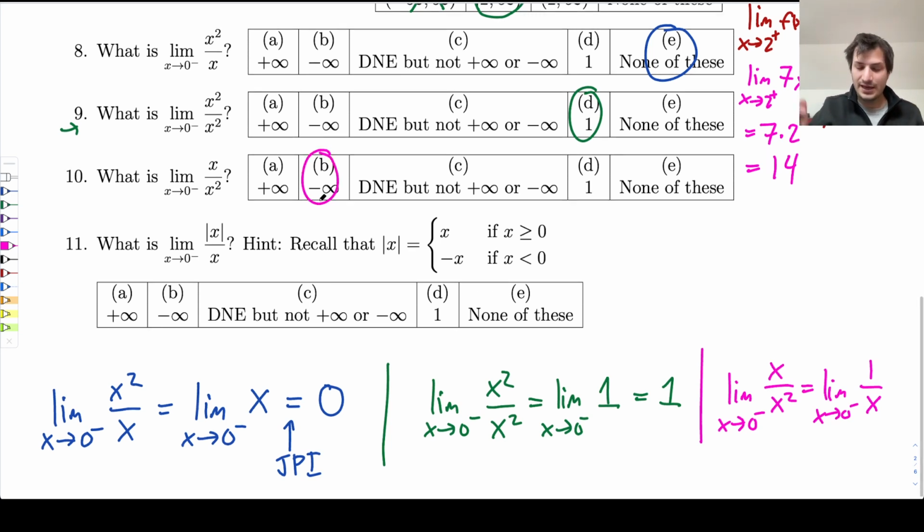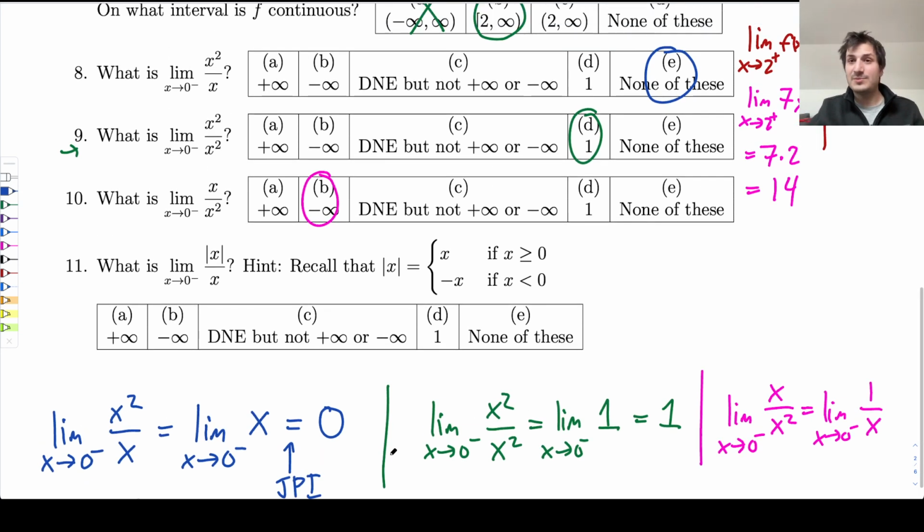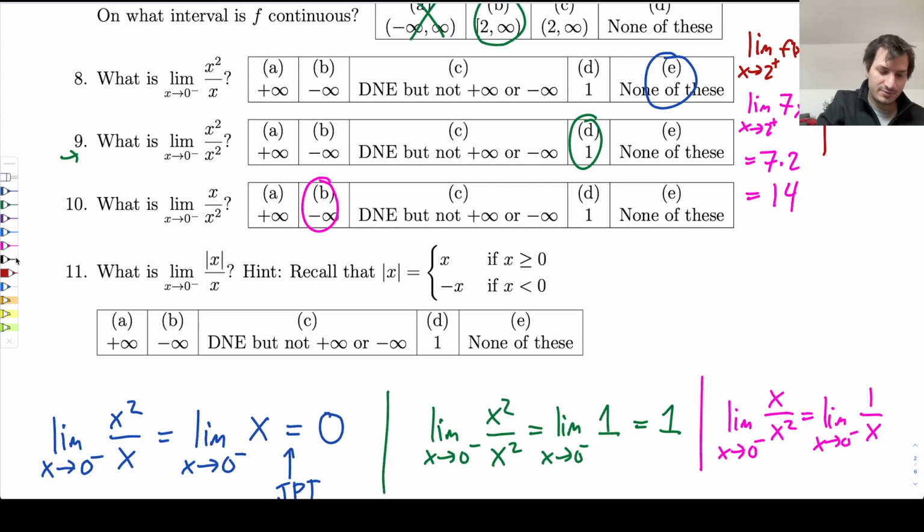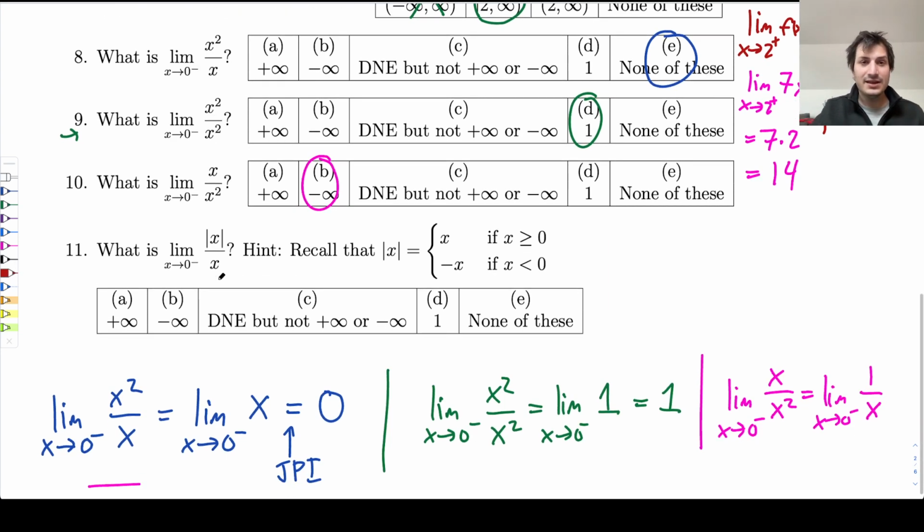Okay, so hopefully, again, the key step is these simplifications. You've got to simplify in all three cases, and you get a different simplification, and it comes out to some particular thing. Okay, last but not least, I think this is the hardest of the three, the absolute value of x over x. And the key is in the hint, which is that x goes to 0 minus, which means we're only looking at negative values of x. And when x is negative, the absolute value function is just negative x.